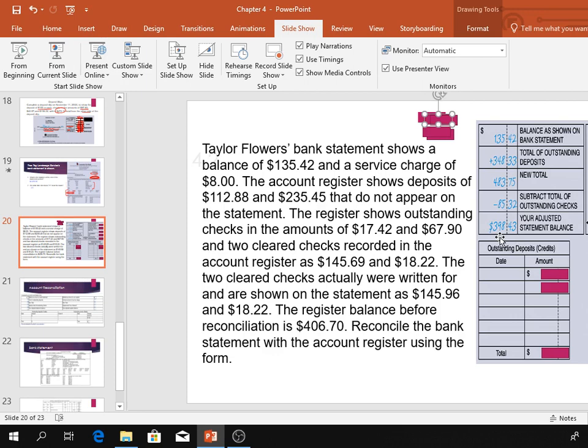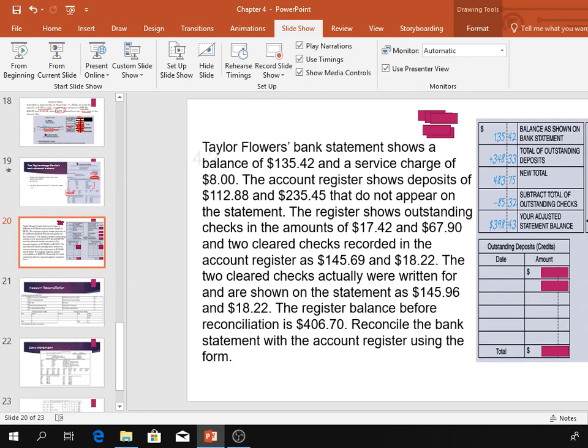Okay, now I want to do the process. This is the process of reconciliation. I now want to reconcile my register, and I'm hoping that when I take into account all these extra charges, it will match this $398.43. That way I know everything's good. So the register balance before reconciliation is $406.70. Now, I didn't write down service charges, but it said that I had one here of $8.